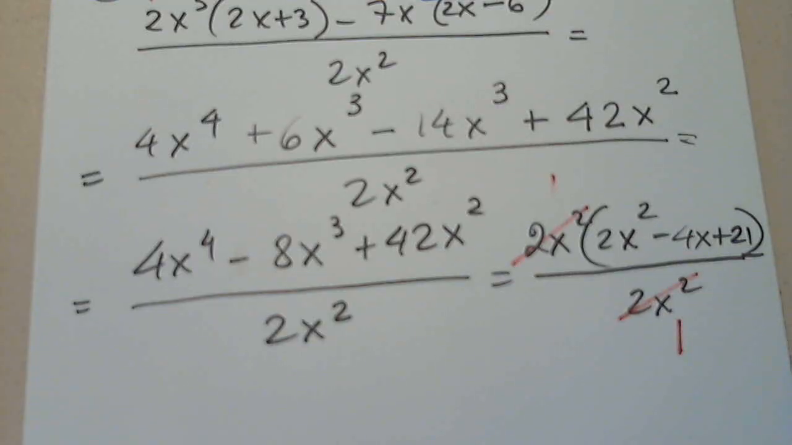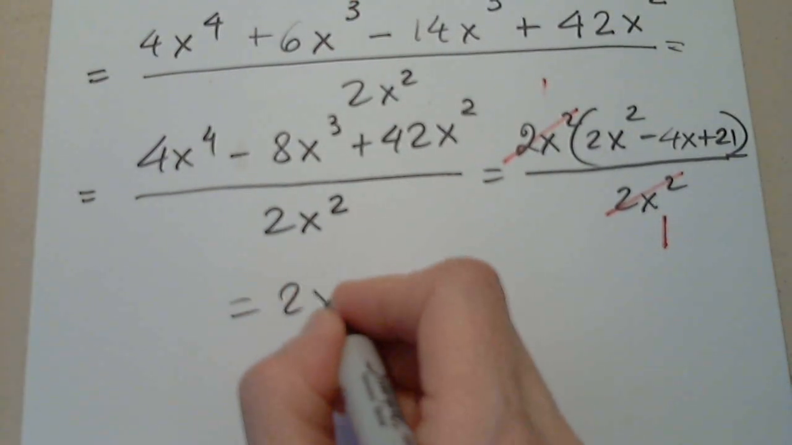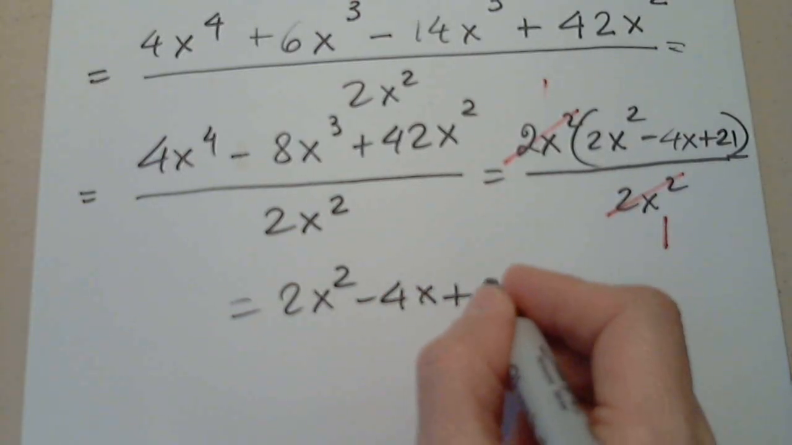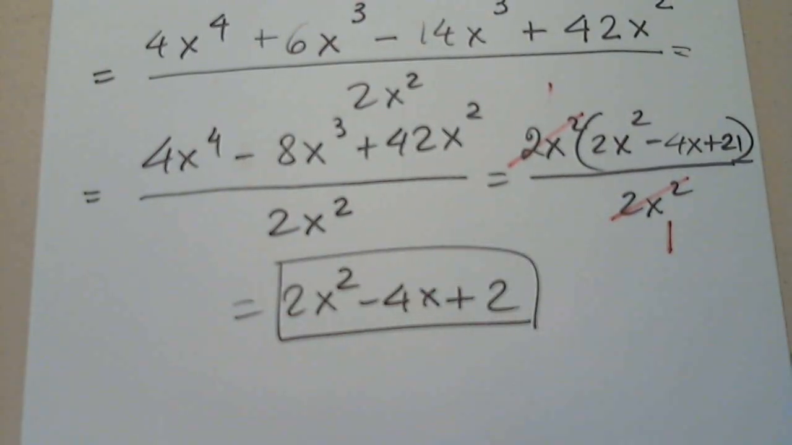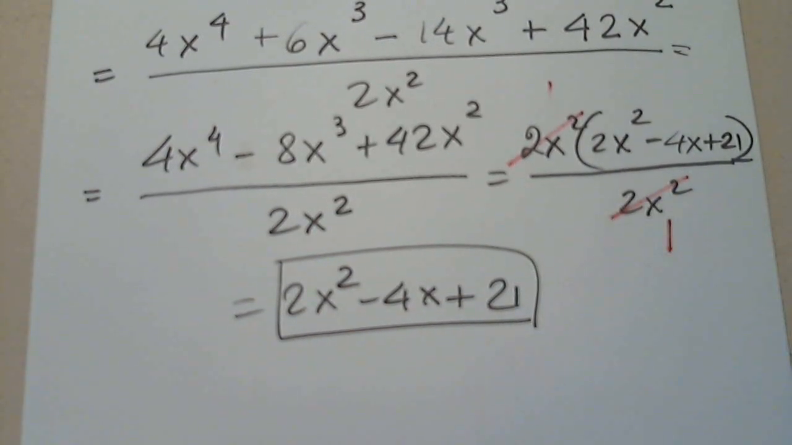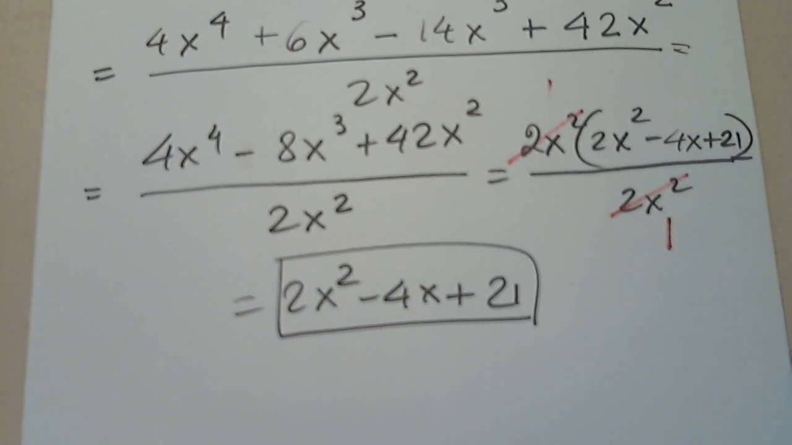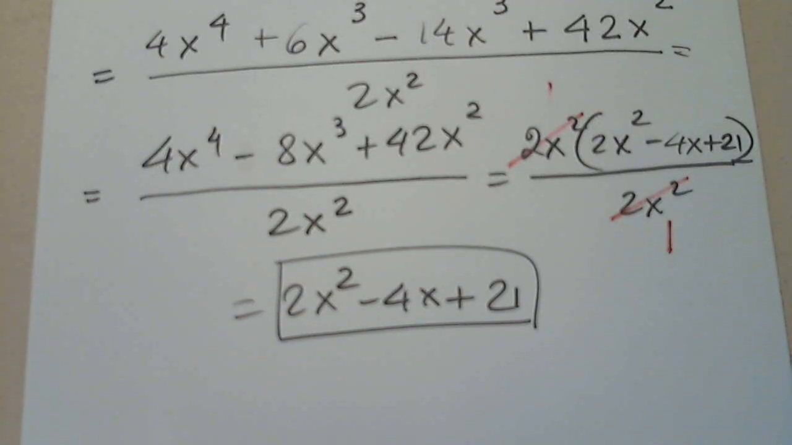Gone. So the simplified form this time is not a fraction. It's just 2x squared minus 4x plus 21. Yes, sorry. Thank you. I wasn't trying to see whether anybody's paying attention. I was just in my head, moving on to the next problem. Good. Any questions on this?